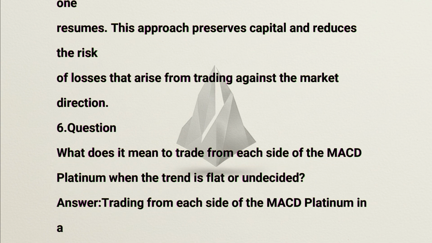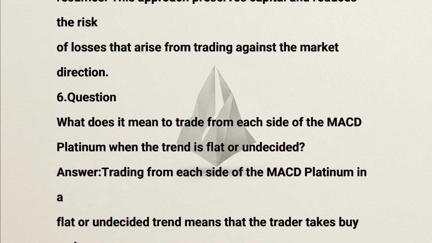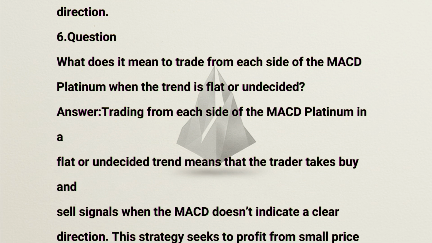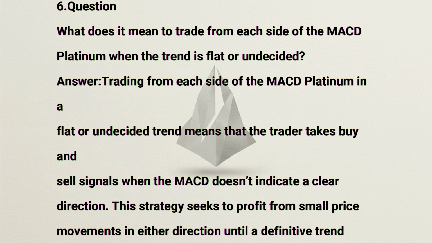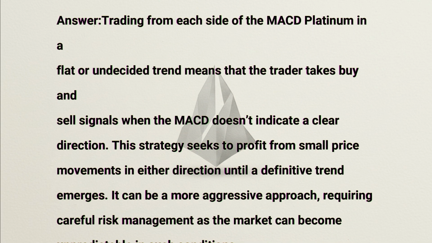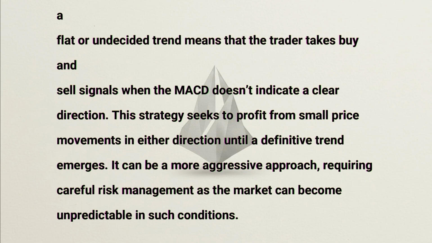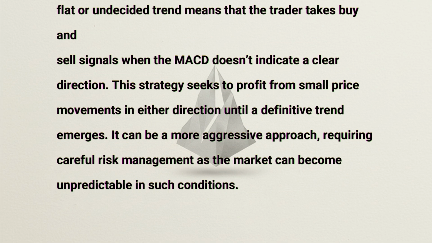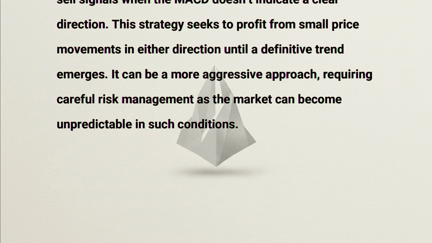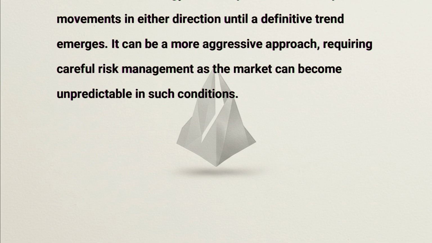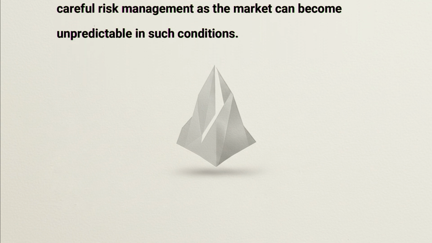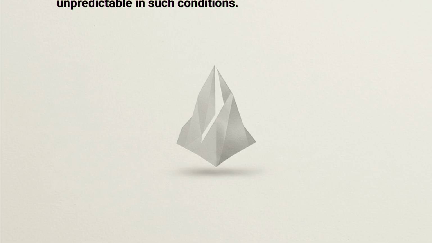6. Question. What does it mean to trade from each side of the MACD Platinum when the trend is flat or undecided? Answer. Trading from each side of the MACD Platinum in a flat or undecided trend means that the trader takes buy and sell signals when the MACD doesn't indicate a clear direction. This strategy seeks to profit from small price movements in either direction until a definitive trend emerges. It can be a more aggressive approach, requiring careful risk management as the market can become unpredictable in such conditions.